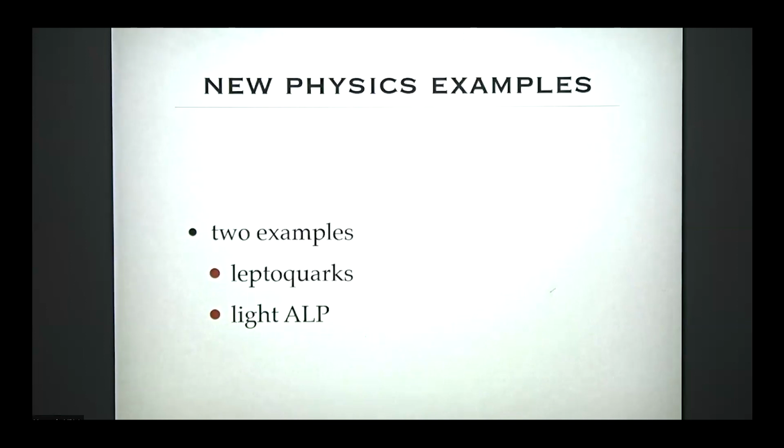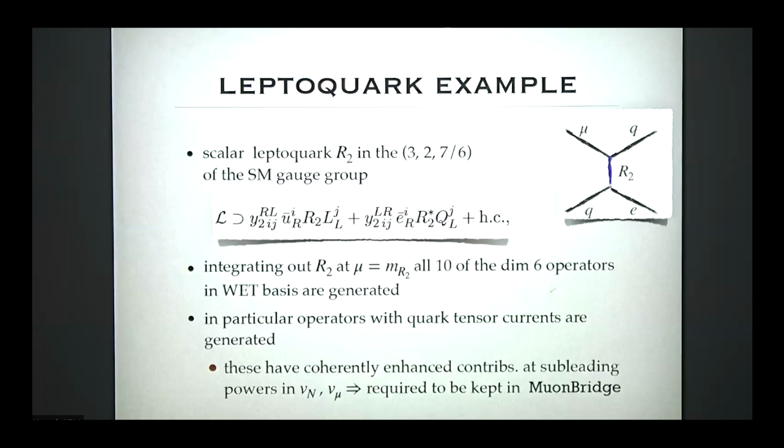All right, so let me do 2 examples just to highlight. One is the leptoquarks and a light ARP for 2 different reasons. So the leptoquarks, I picked one. It's not really important. It's a triplet, doublet. It's 7/6 of the hypercharge. Has 2 types of couplings.